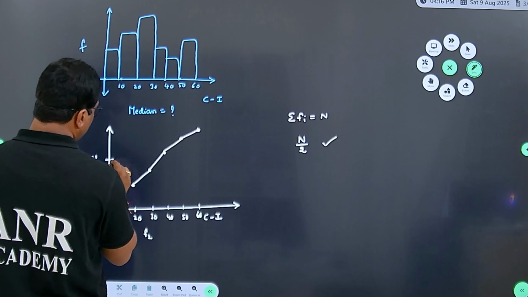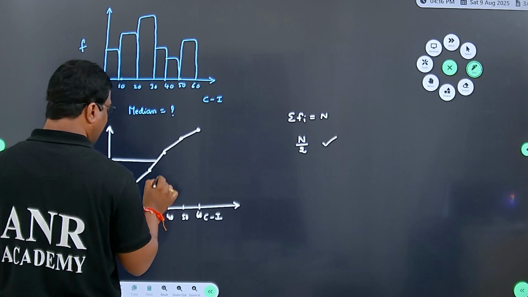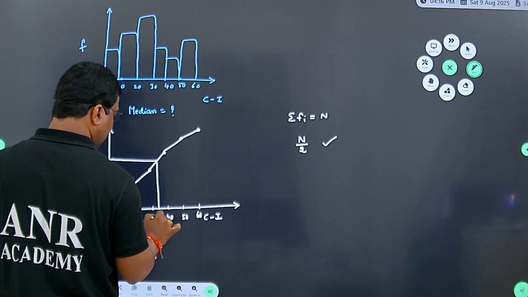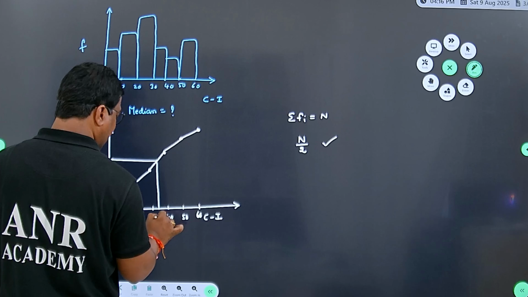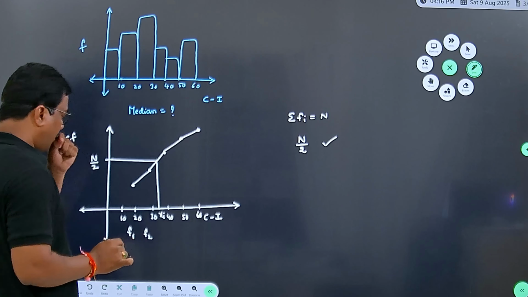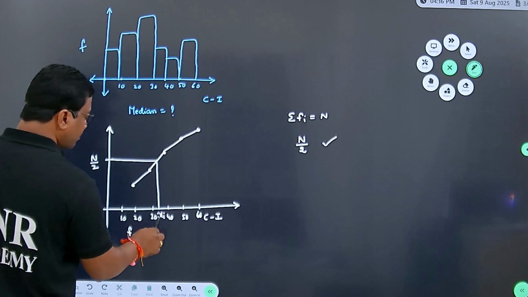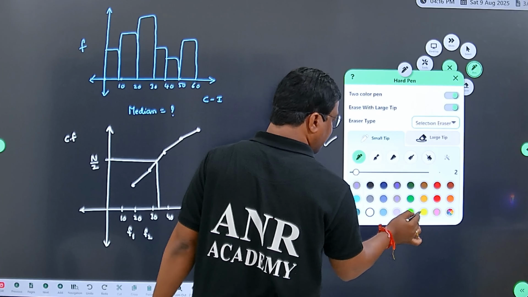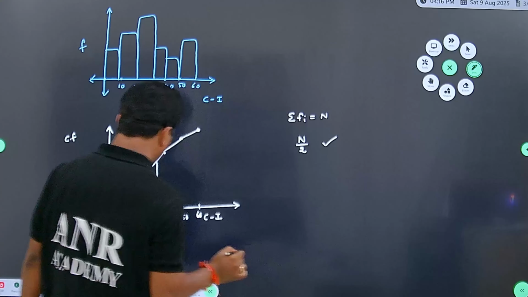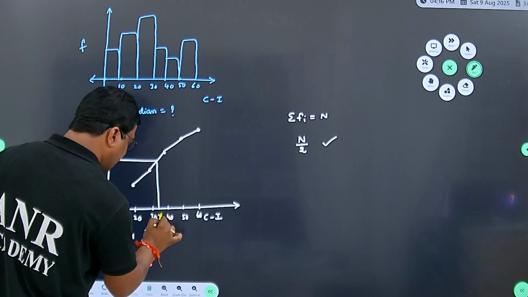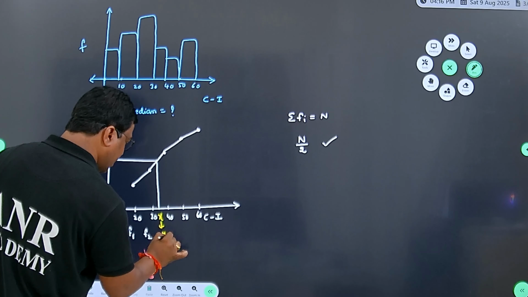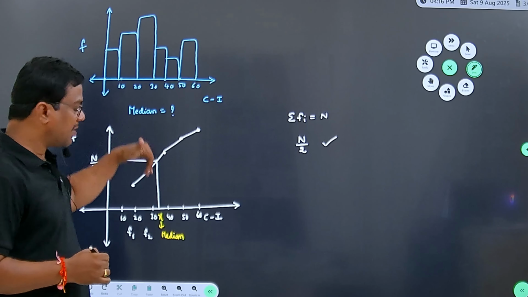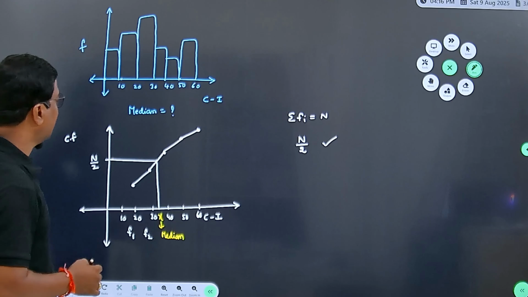Now, the corresponding observation, this is xi or x, that is known as the median of the given data. Suppose here it is x, that is the median of the given data. The n by 2 corresponding observation is the median, you know this.